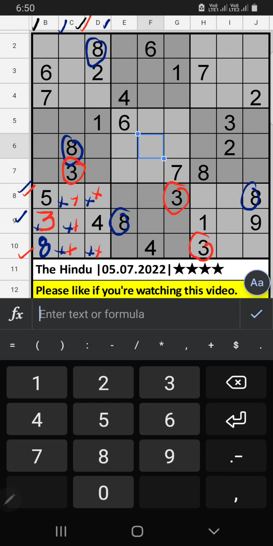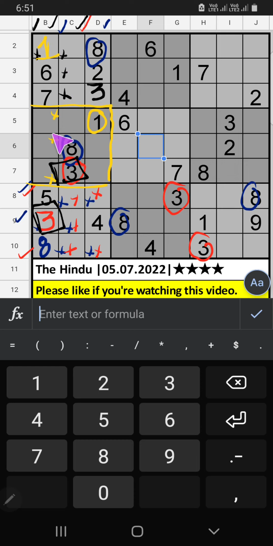Column B, column C we have 3. So 3 can't come in these cells. Then 3 is confirmed here. 4th grid, we have 1. So 1 can't come in these cells. Then 1 is confirmed here.